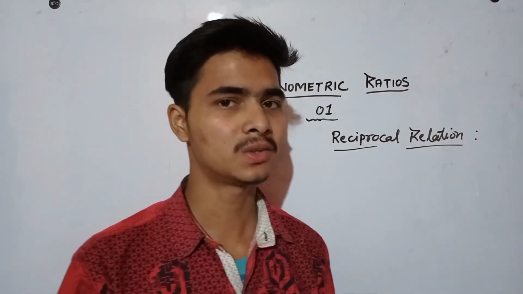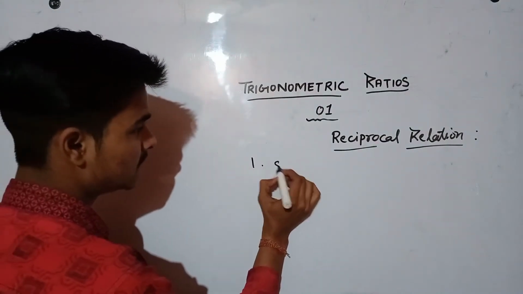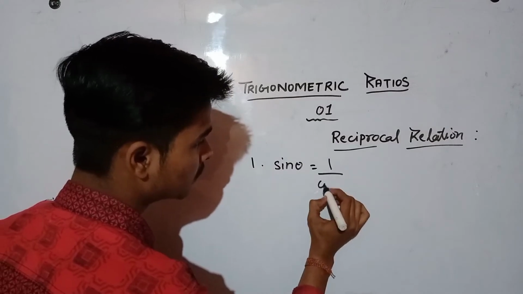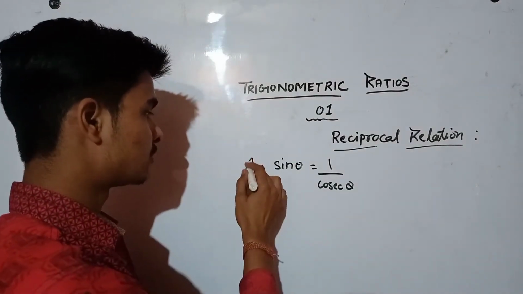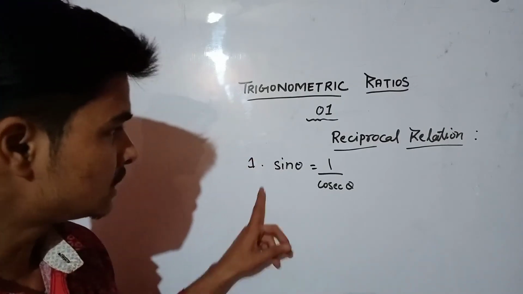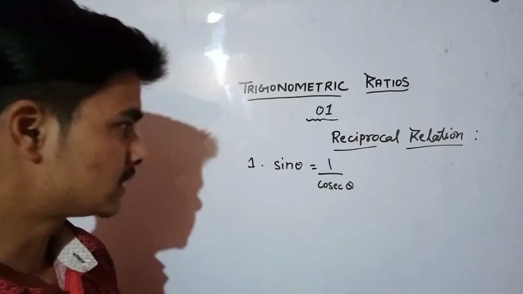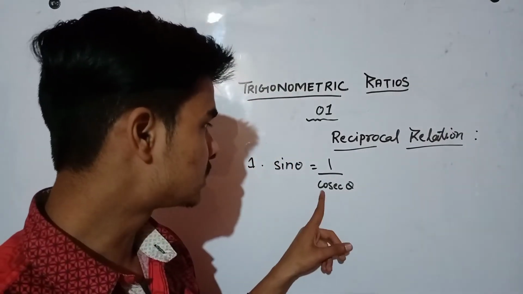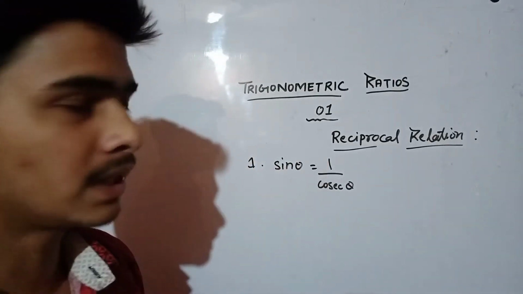Now the next thing that comes is the reciprocal relation. What is this relation? Reciprocal means opposite. The first thing is that sine theta is equal to 1 upon cosecant theta. This is the first formula: sine theta is equal to 1 by cosec theta. As you have seen in the last minute, the opposite of sine was cosec, so we can definitely write sine is equal to 1 by cosec.